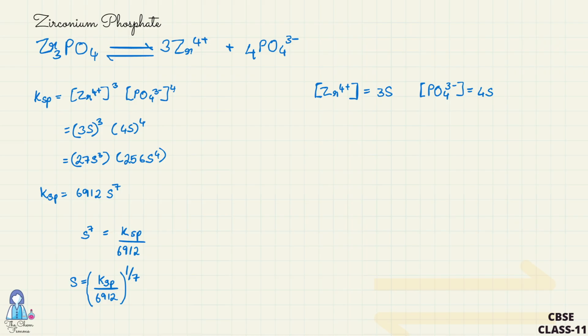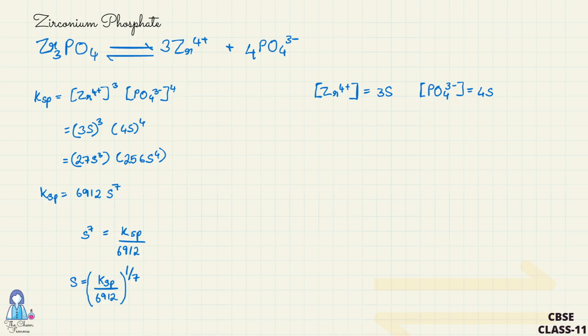If this feels like a lot, it probably is, because it's a lot of equations that I just threw your way. But basically what we did was we just took the equation for Ksp, and then we substituted the concentrations of the ions with the molar solubility values. So that is 3S and 4S respectively, and then we just solved for S.